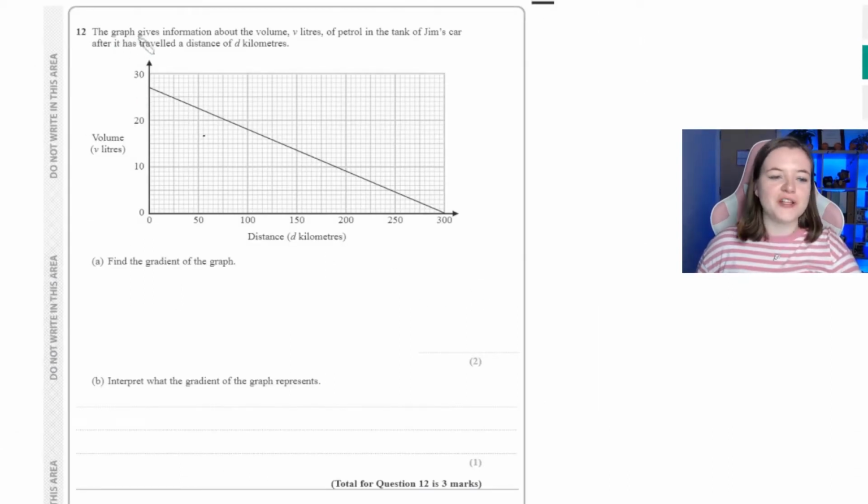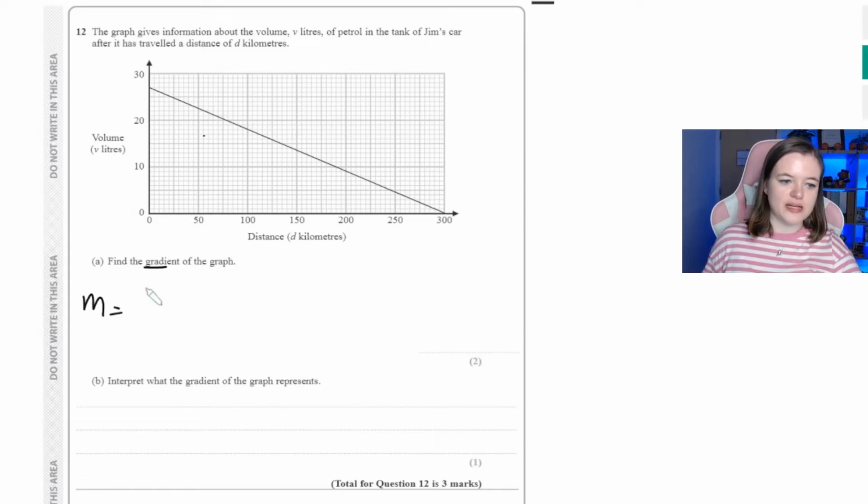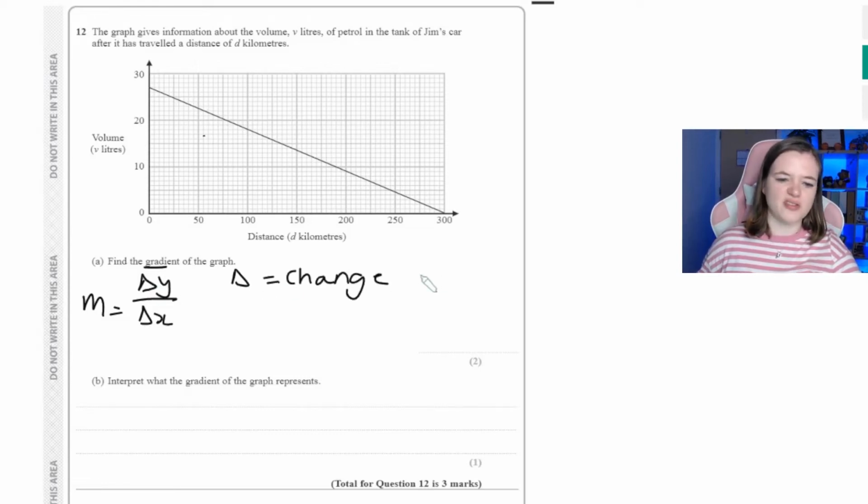Question 12. The graph gives information about the volume, V litres, of petrol in the tank of Jim's car after it travelled a distance of d kilometres. Find the gradient of the graph. Okay. So gradient is always change in y divided by change in x. This triangle here just means change in. You'll see it in chemistry, in physics, in maths. You see it everywhere. This triangle just means change in.